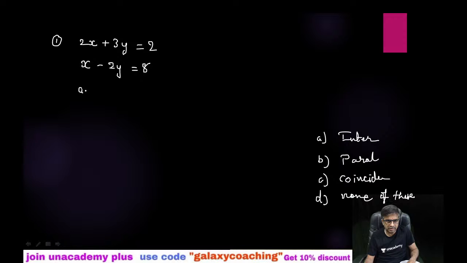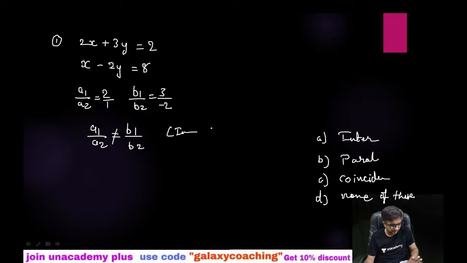Why? Here A1 upon A2 is 2 by 1, B1 upon B2 is 3 by minus 2. So A1 upon A2 is not equal to B1 upon B2. So intersecting lines, and coincident and everything. Okay, did you get this one guys? Is it clear? Any problem? Then please let me know. Otherwise let me give you one more question guys.